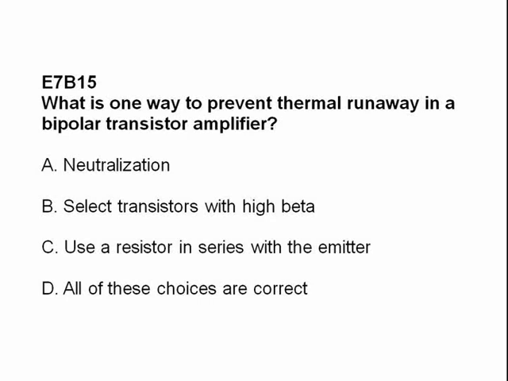What is one way to prevent thermal runaway in a bipolar transistor amplifier? Is it A, neutralization, B, to select transistors with a high beta, or C, use a resistor in series with the emitter, or D, all of these choices? Answer C, use a resistor in series with the emitter.